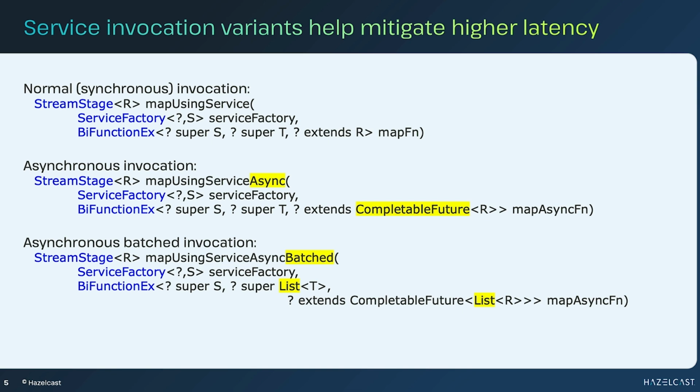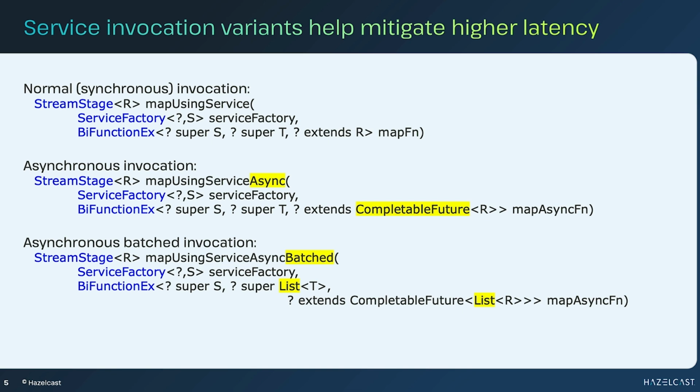Our final alternative here is a batched invocation. A lot of time can be wasted in doing many round trips to the service, especially if the service is remote or if it has some per invocation overhead. So in this flavor, our service accepts a list of items and then returns a list of results. And once again, Jet is going to make this easy for us.